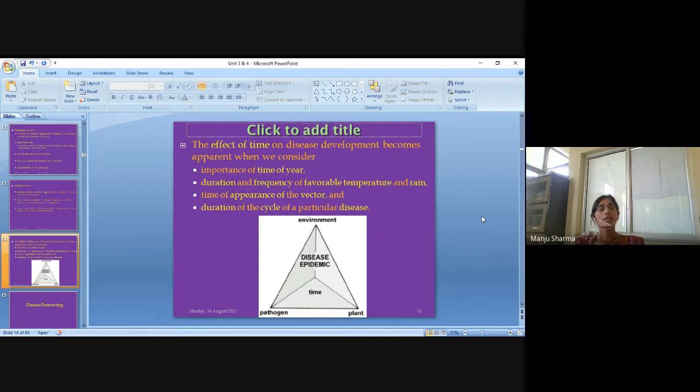The next thing is the effect of time on disease development, which becomes apparent when we consider the importance of time of year, the duration and frequency of favorable temperature and rain, and the cycle of a particular disease. So here four things are there: environment, pathogen, plant, and time, and together they are commonly called the disease epidemic.